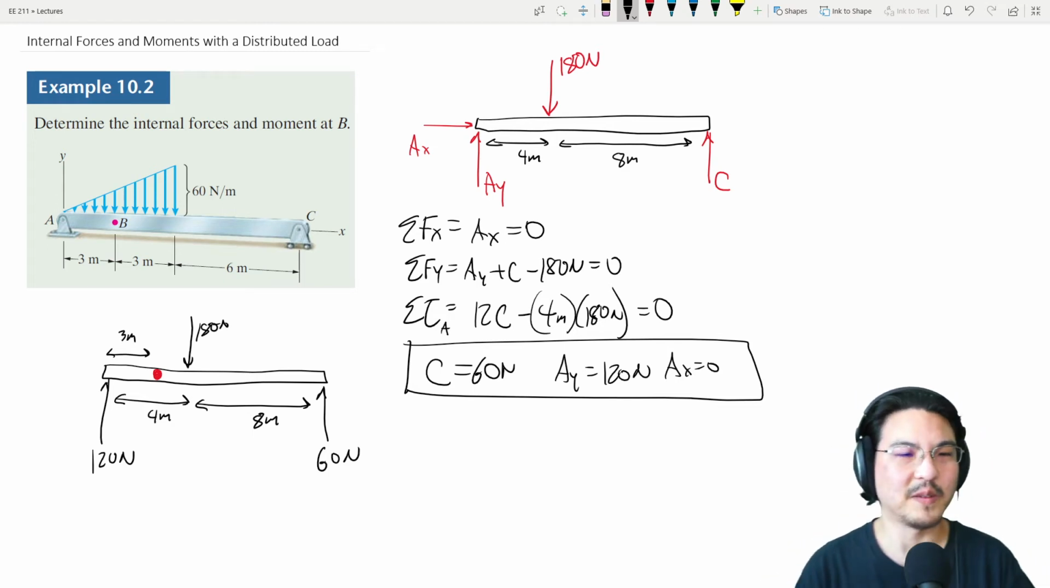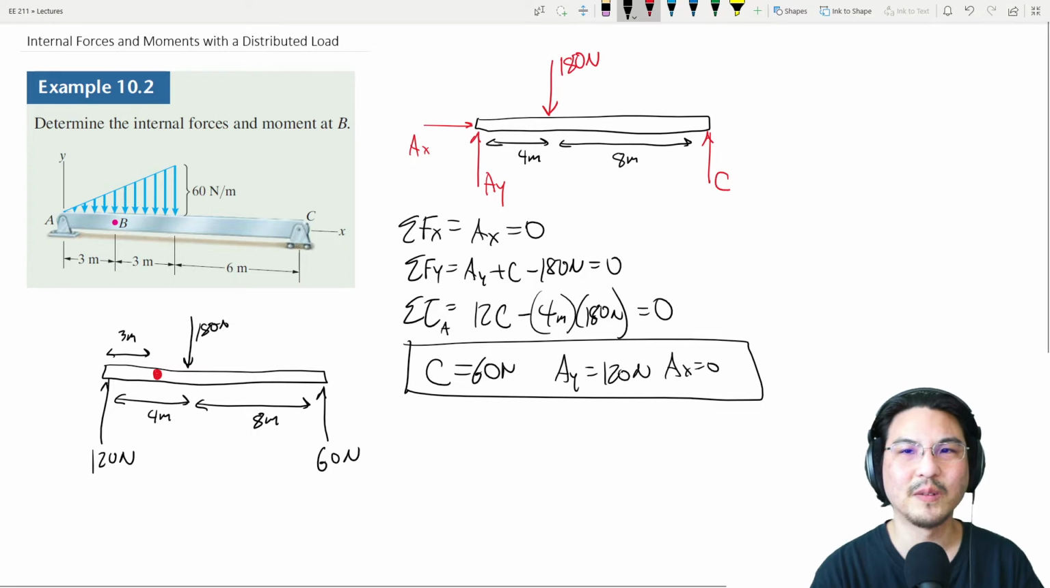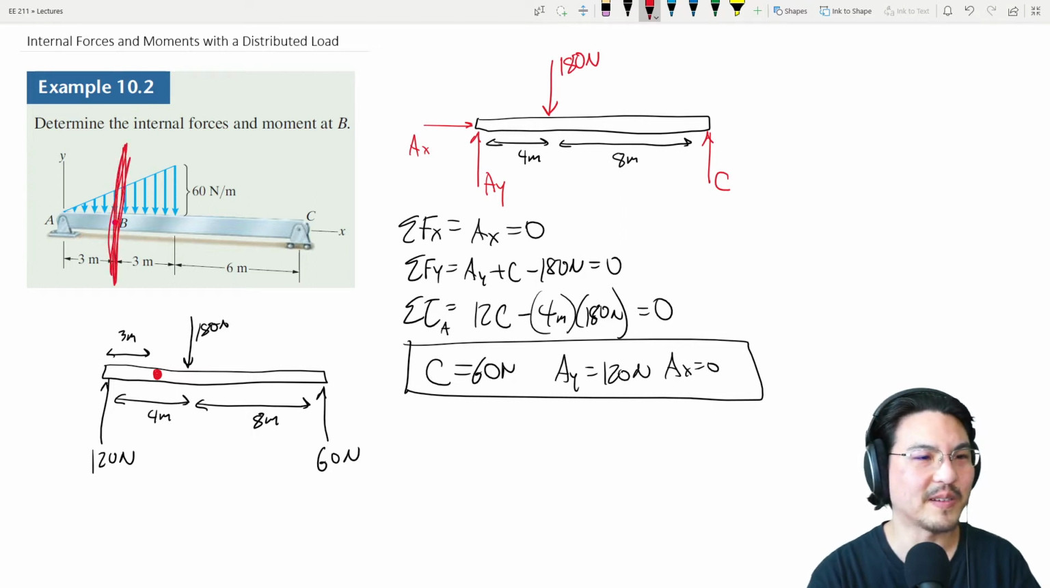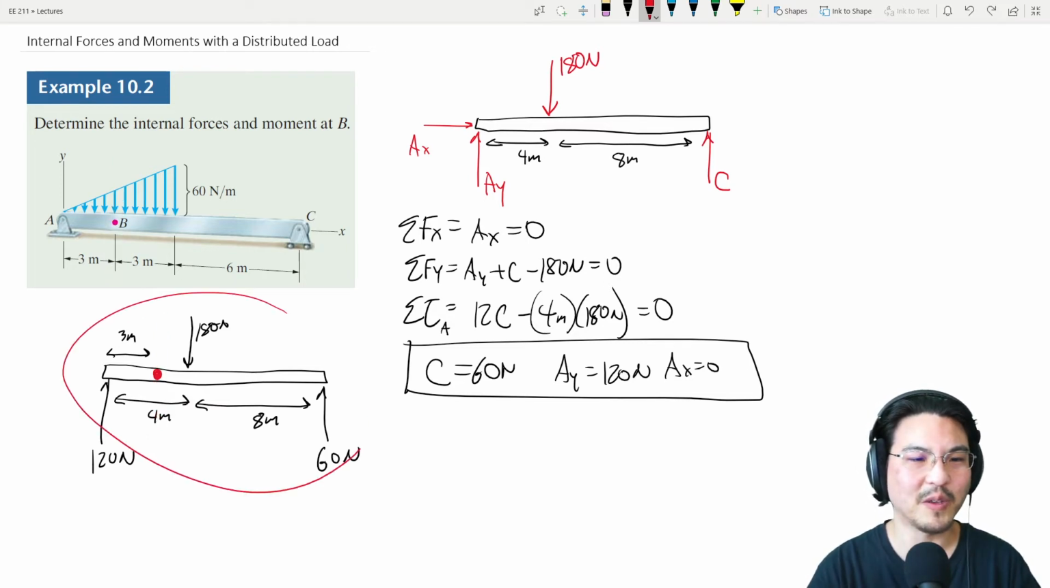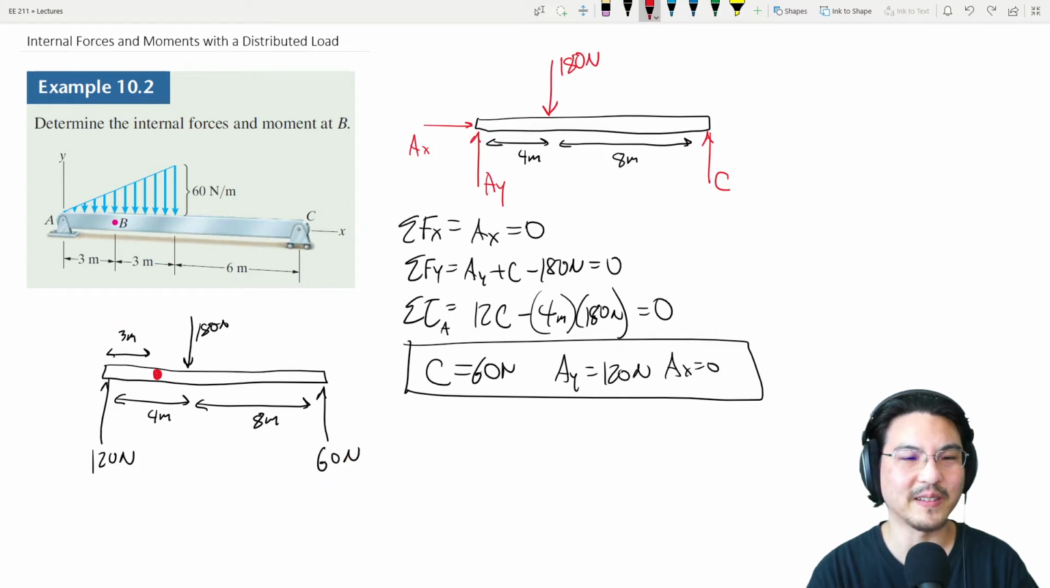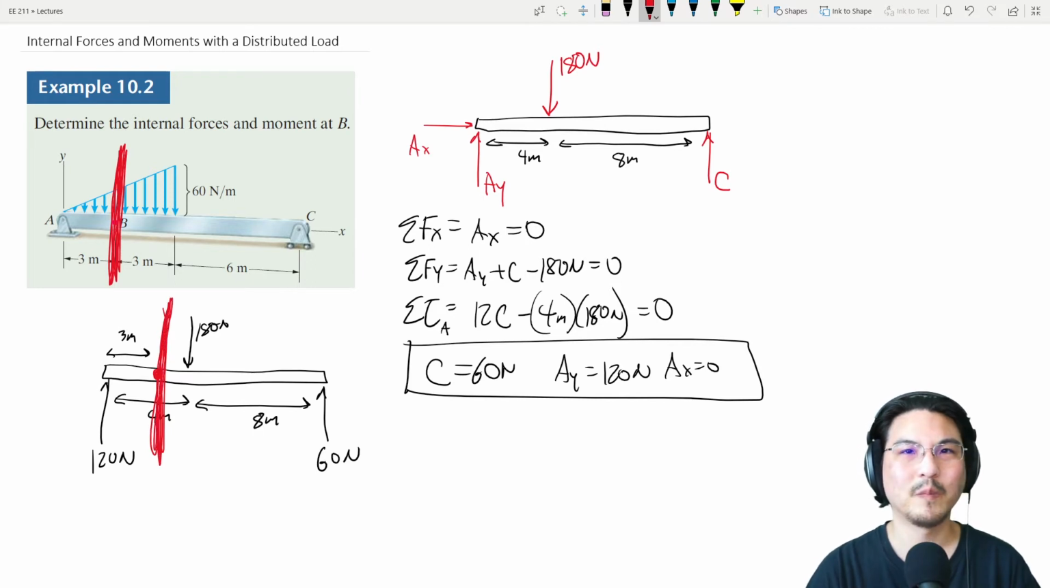Okay, so now it's time to cut through this section at B, right? Okay, now let's be very careful. This was okay when we were analyzing the reactions at the supports. But now that it's time to section it through that point, this is okay to cut it like this. This is not okay to cut it like this. Okay, so this is very important.